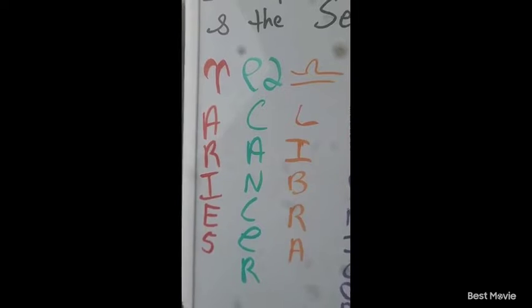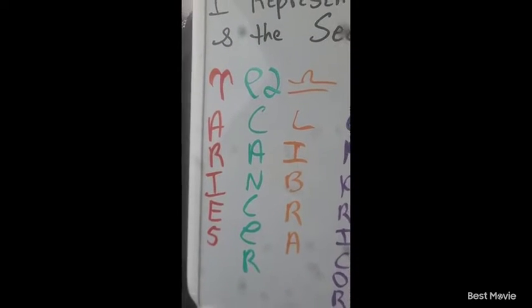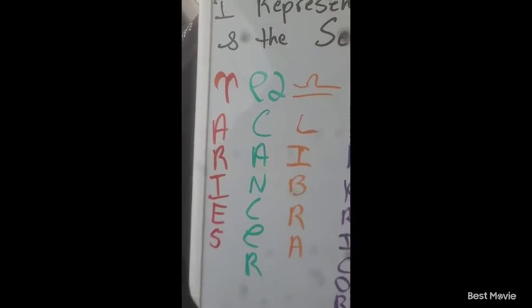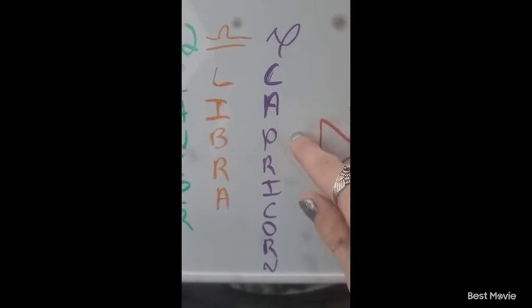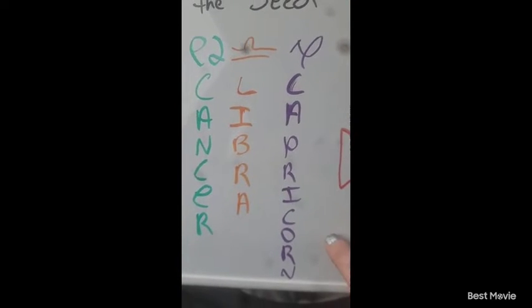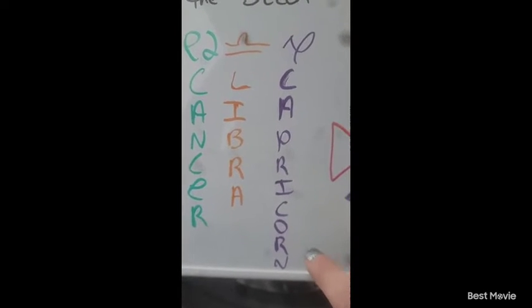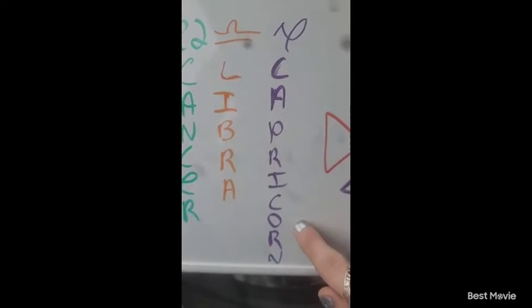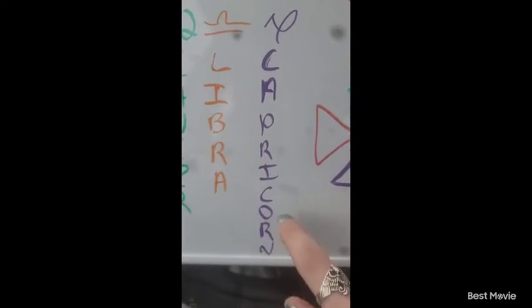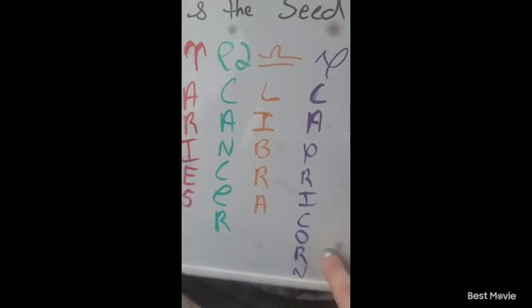Cancer is the artist of emotions. It's the artist of the past. It's the artist of relatability. And then Capricorn is the artist of responsibility. It's beginning a new structure. It's about creating and sticking to or personalizing your body, personalizing your habits, personalizing your structures.